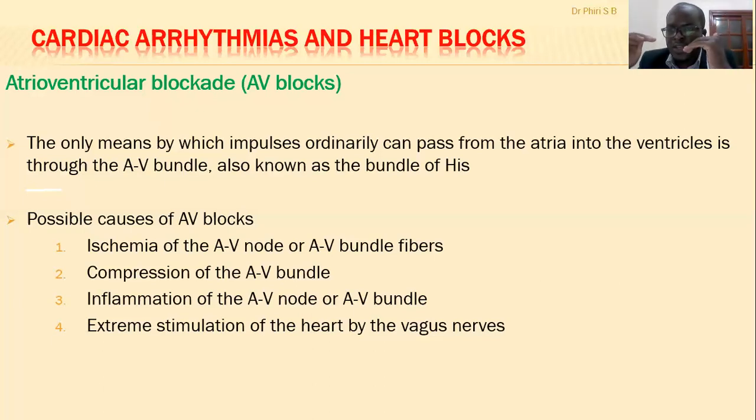So during inspiration, an increase in the heart rate. During expiration, there is a decrease in the heart rate. That is called physiological sinus bradycardia, if you want. It's just a normal physiological sinus bradycardia because it's going to inhibit the SA node and the AV node. Just not to say that extreme stimulation of the heart by the vagus nerve can also bring about atrioventricular or AV blocks.